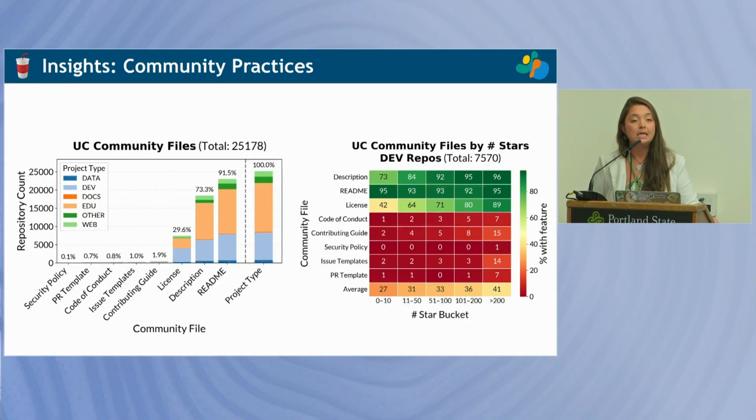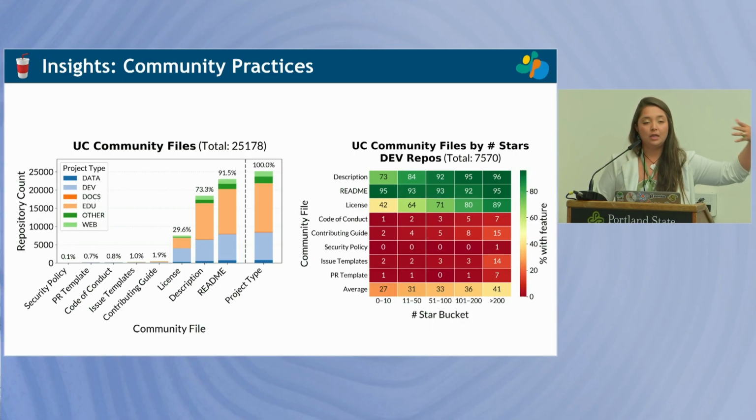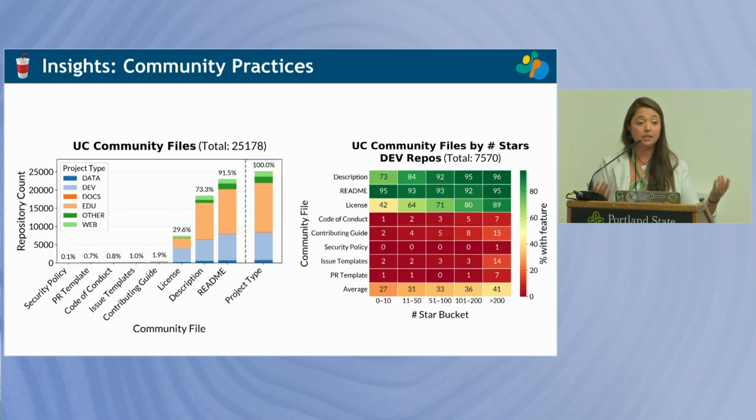So what I did was I split the projects into buckets depending on the number of stars. So from 0 to 10, from 10 to 50, 50 to 100, 100 to 200, and then more than 200 stars. And then I computed the percentage of the projects within each bucket that have any of these community files. So for example, in the top row, you can see that 73% of the projects from 0 to 10 stars have a description. But if you go all the way to the ones that have more than 200 stars, 96% of them actually have a description.